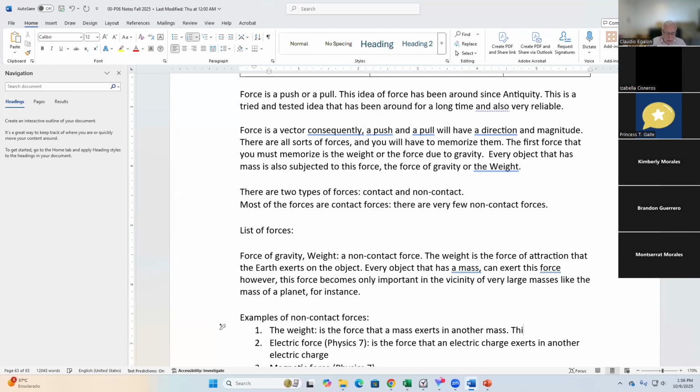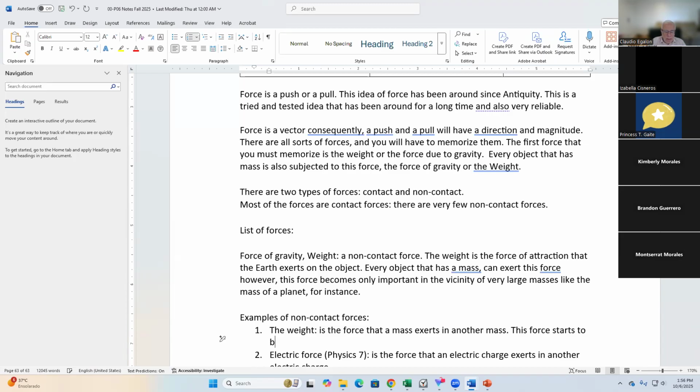Yeah, let's write it down. This force starts to become non-negligible, right? Negligible.